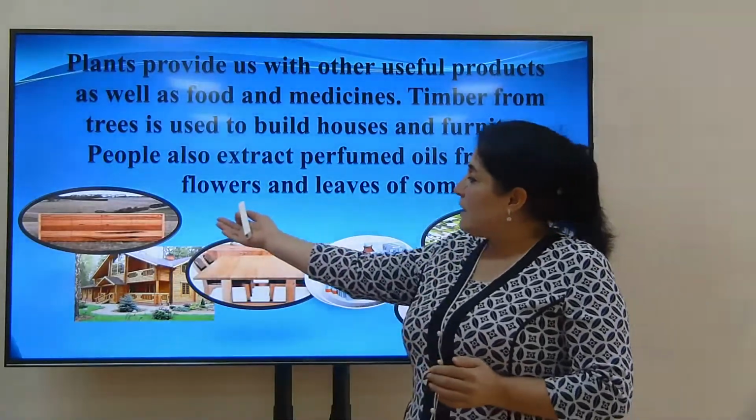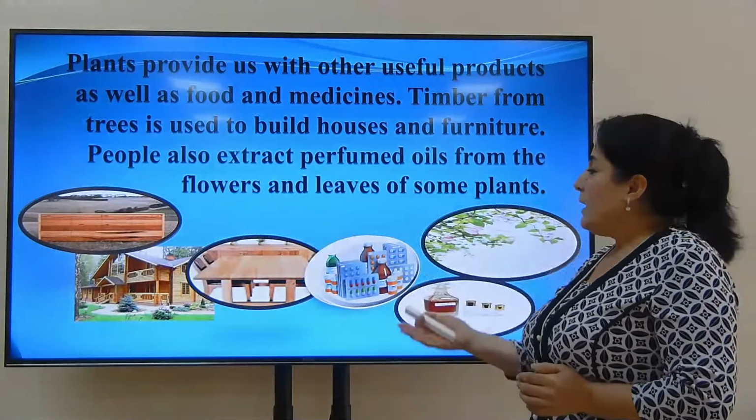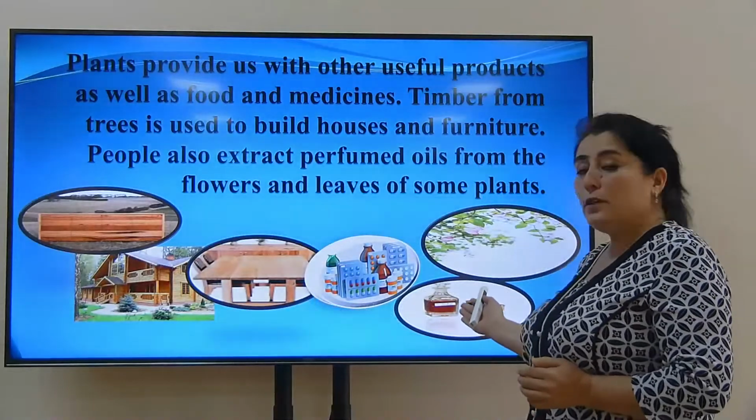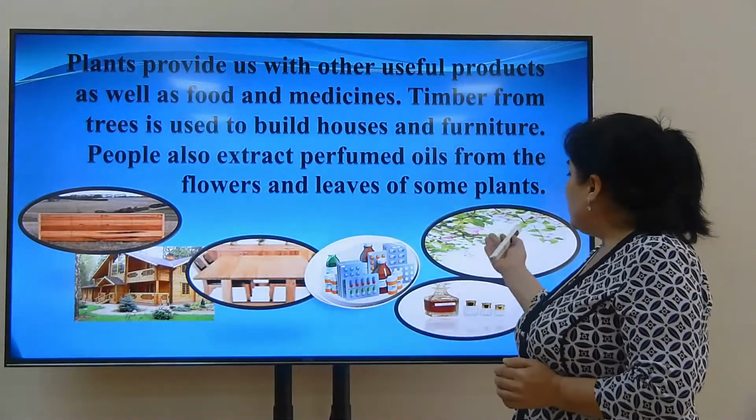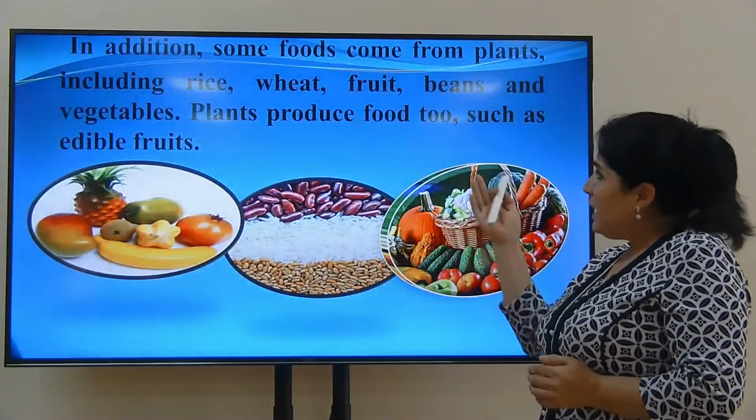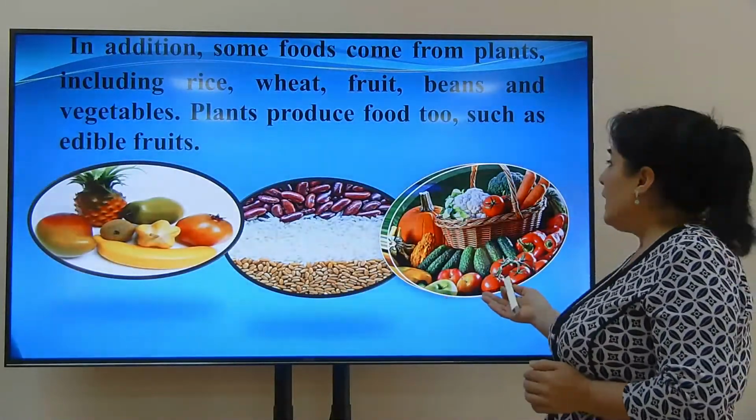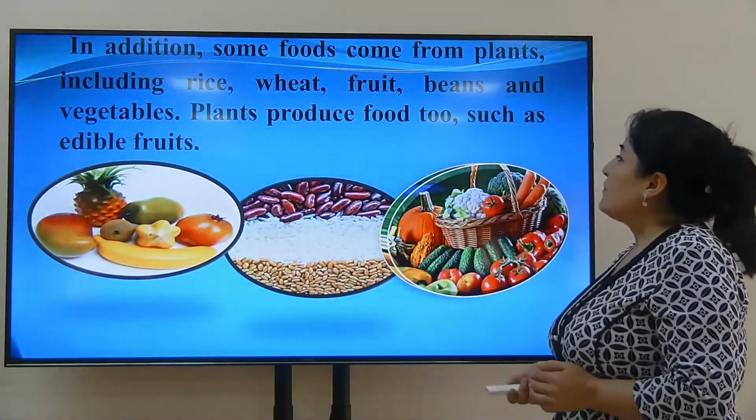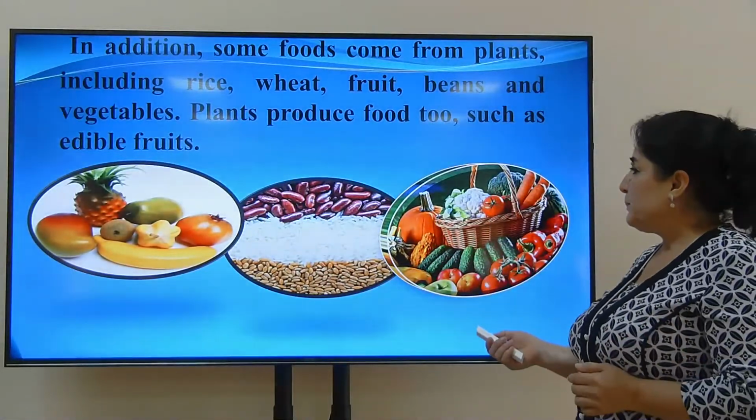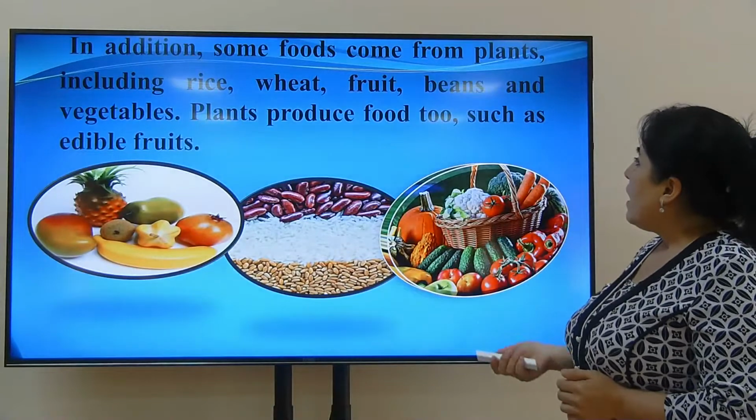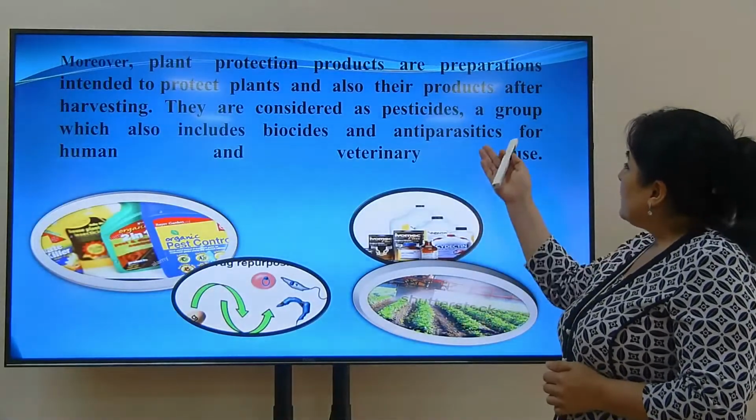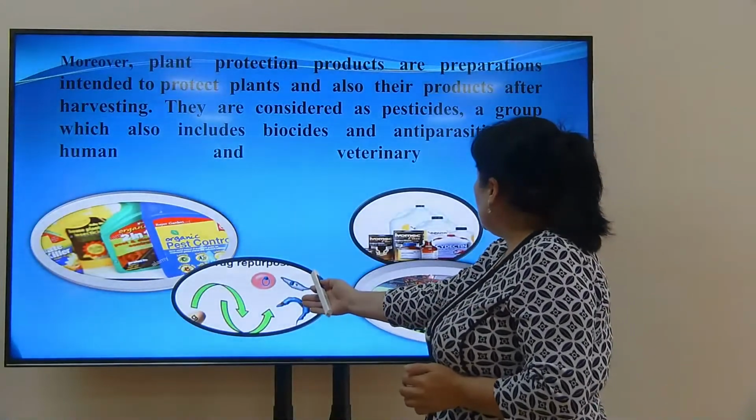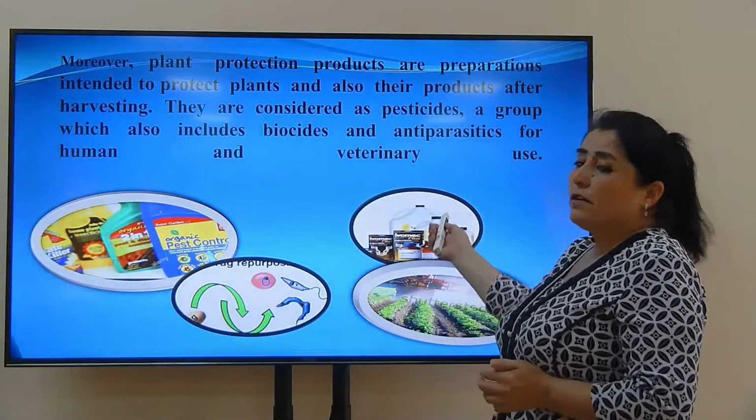For example, we can get timber from the trees. Timber is used to build houses and furniture. We can also extract perfume oil from the flowers and leaves of the trees. In addition, some food comes from plants, including rice, wheat, beans, fruits, and vegetables. Plants produce food too, such as edible fruit. Moreover, plant protection products are preparation aids and antiparasitics for human or veterinary use.